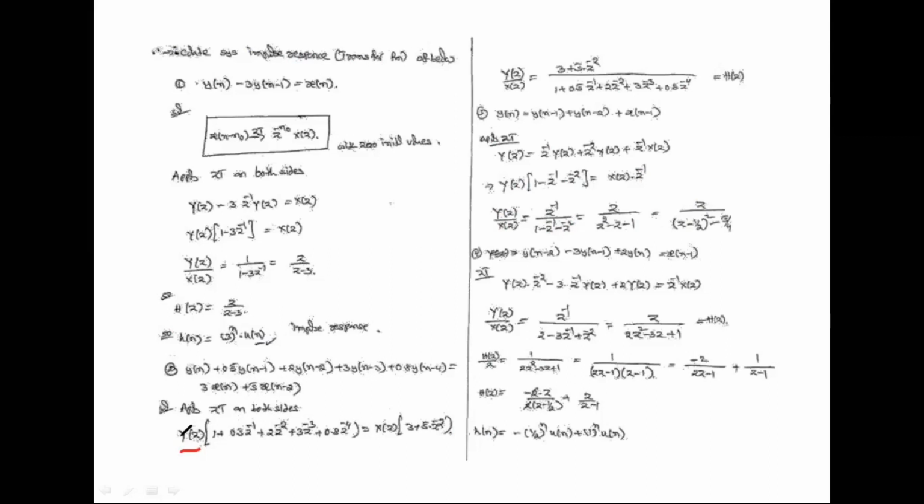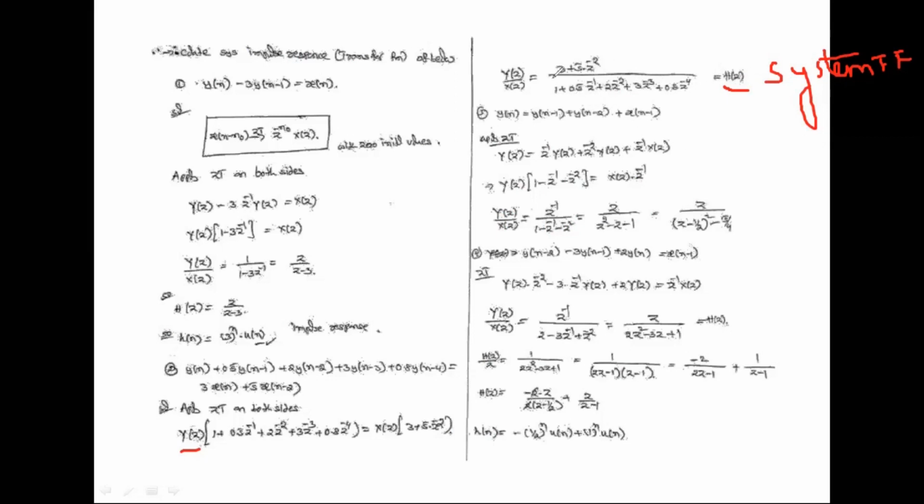On both sides, we can take y of z as common and x of z as common. Write as output by the input, y of z by x of z, equals 3 plus 5 into z power minus 2 over denominator 1 plus 0.5 z power minus 1 plus 2 into z power minus 2 plus 3 into z power minus 3 plus 0.8 into z power minus 4. Nothing but it is h of z, calling it as a system function or the system transfer function, output by the input. Got it, my dear students?